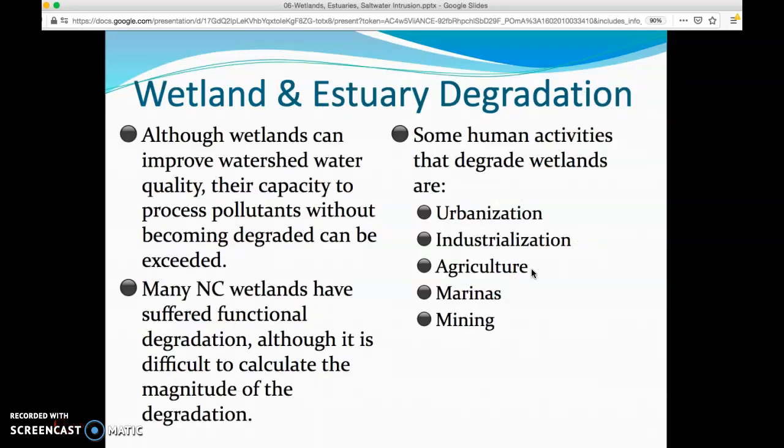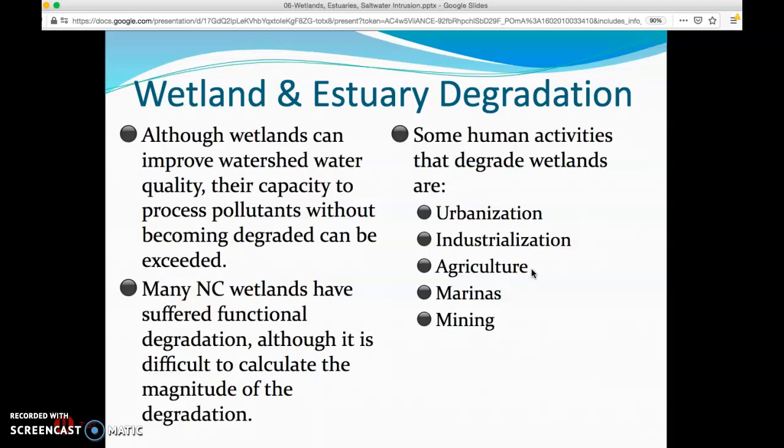Anyways, wetland and estuary degradation, so this is actually wetlands losing or becoming not wetlands. They're becoming so polluted that they cannot naturally filter out all of the toxins, and it's actually becoming very negative, very hurtful to the environment, to the wetland itself. Although wetlands can improve the watershed water quality, their capability to process pollutants without becoming degraded can be exceeded, so there's a limit to how many toxins we can pump into a wetland and it will filter out.